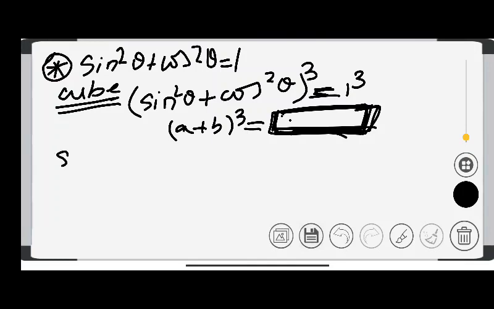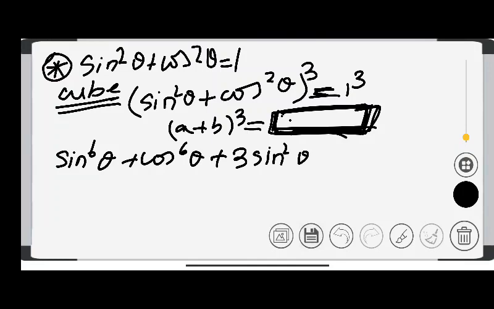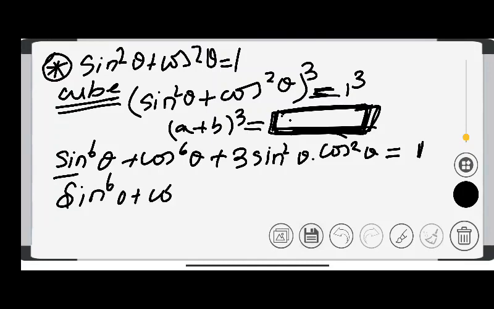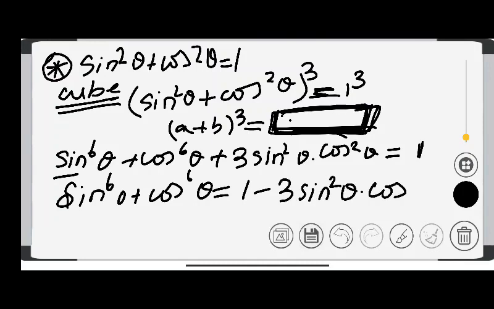So let's start doing this. I found sin power 6 theta plus cos power 6 theta plus 3 sin square theta into cos square theta. So what will be the answer? The answer will be 1. So sin power 6 theta plus cos power 6 theta equals 1 minus 3 sin square theta into cos square theta.